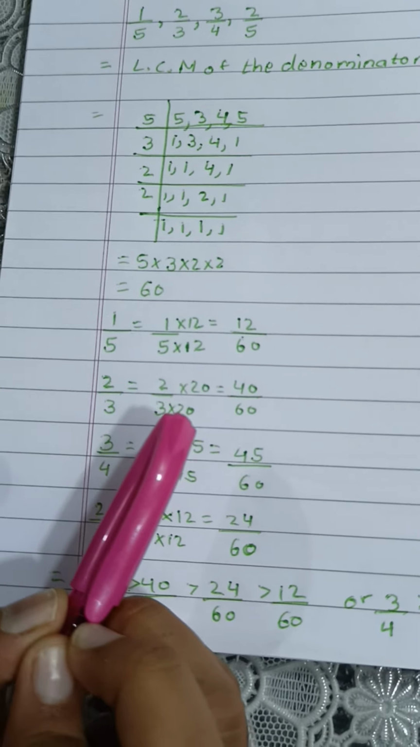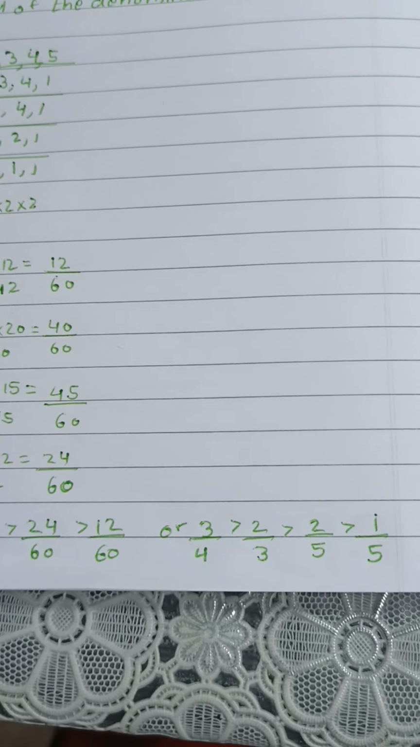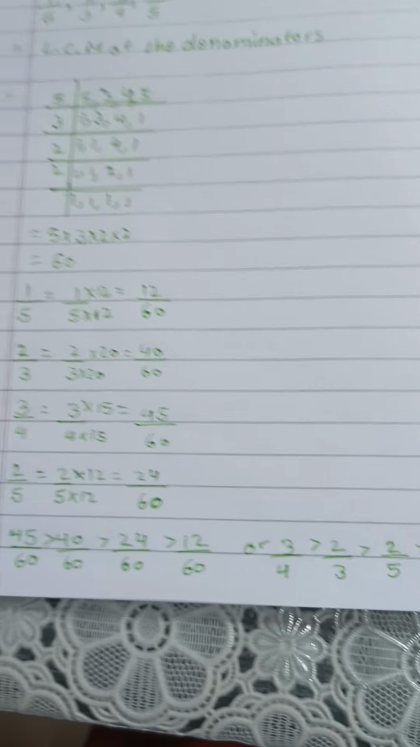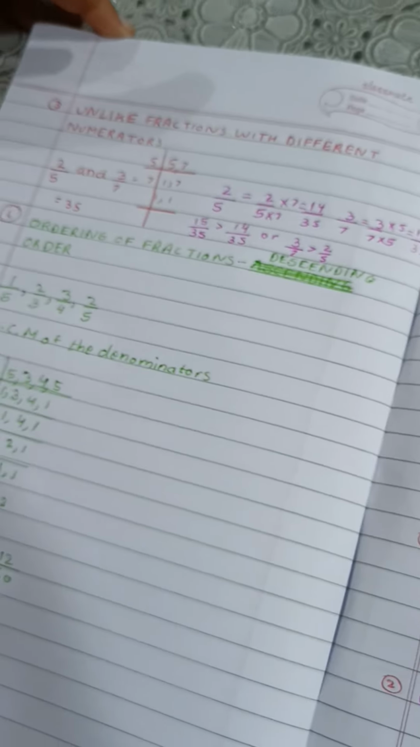So thus we can say that 45 by 60 is greater than 40 by 60 is greater than 24 by 60 is greater than 12 by 60, or 3 by 4 is greater than 2 by 3 is greater than 2 by 5 is greater than 1 by 5. That's how you do ordering of fractions in descending order. But if you want to do it in ascending order, just arrange the fractions from smallest to biggest, and then you're done.